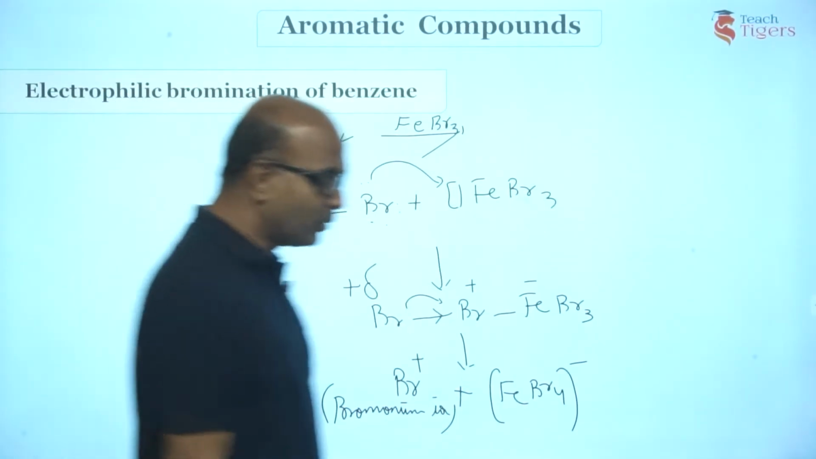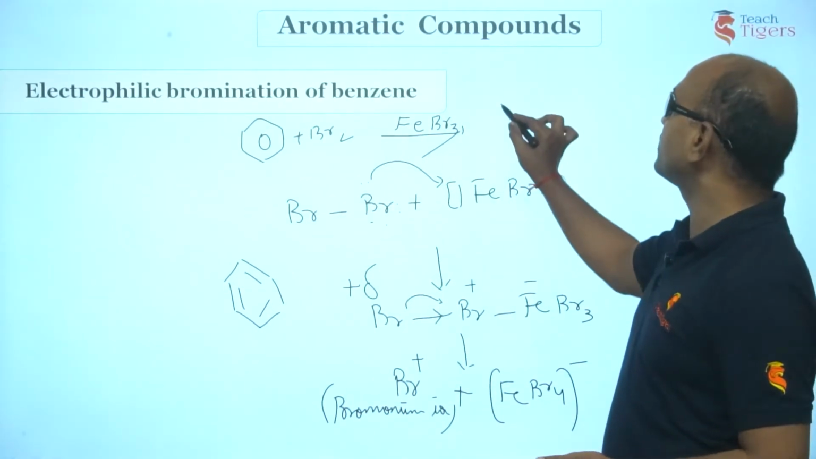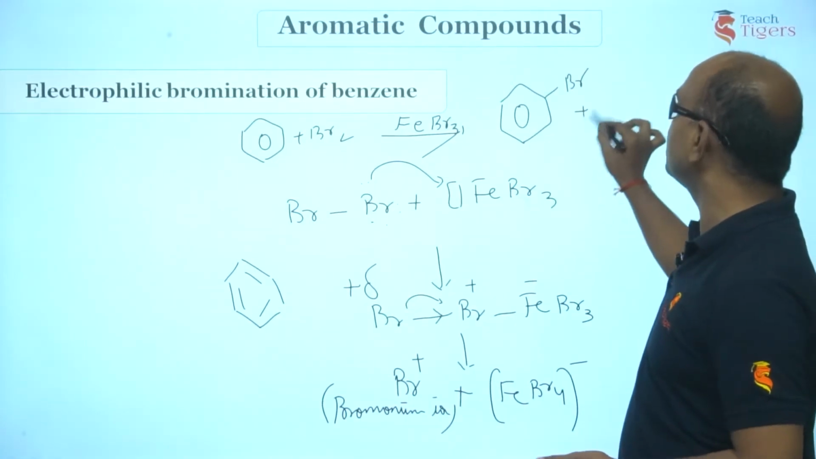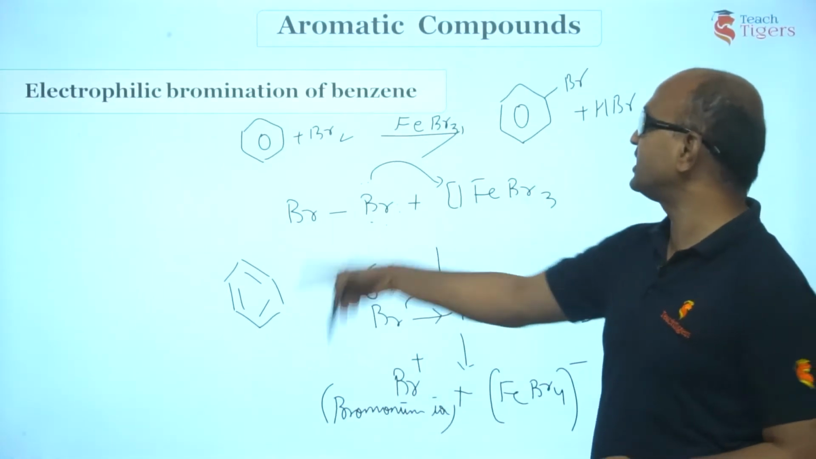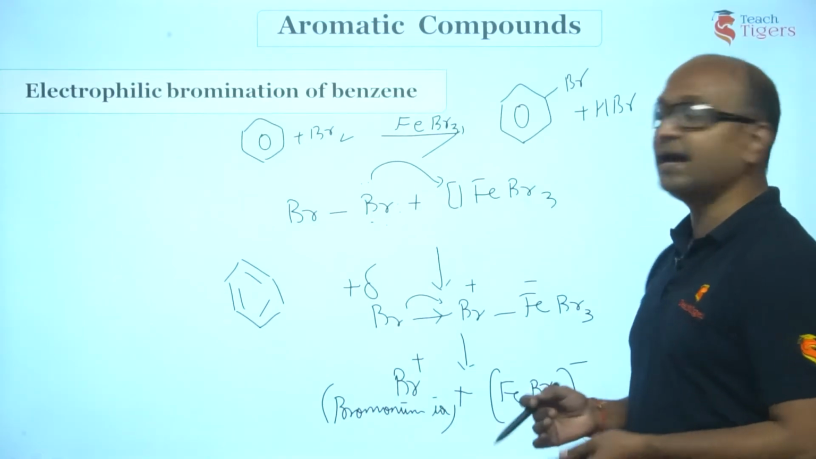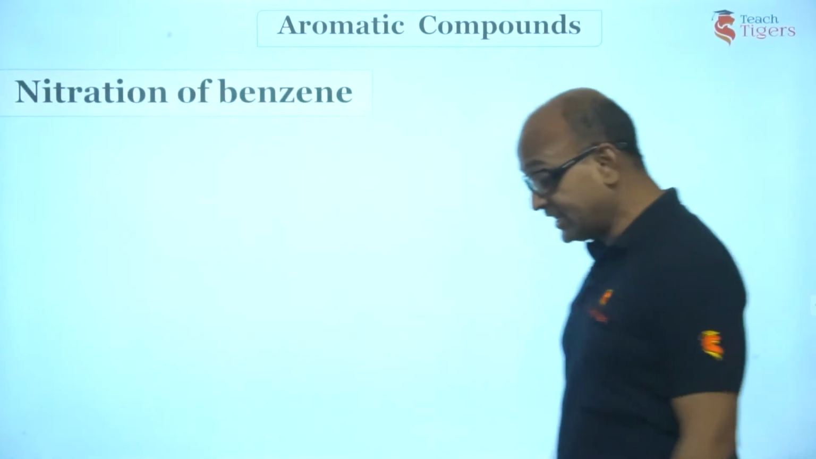So, electrophilic bromination of benzene, right? What is it that you are going to get? You are going to get bromobenzene. Am I right? So, in the next step, Br plus would attack this benzene ring, resulting in this. So, the electrophile is bromonium ion. Clear, all of you? Now guys, let's go for the nitration.